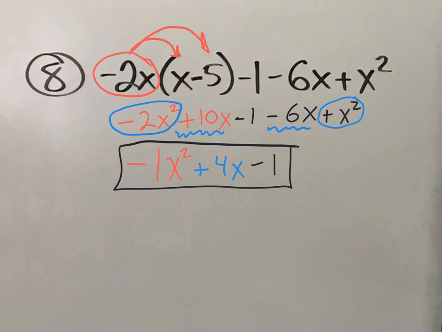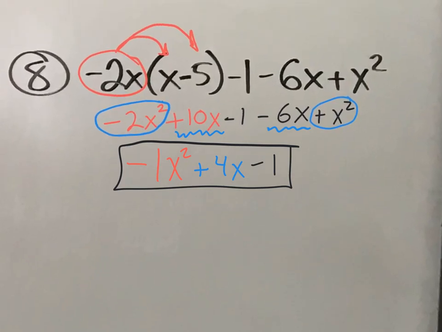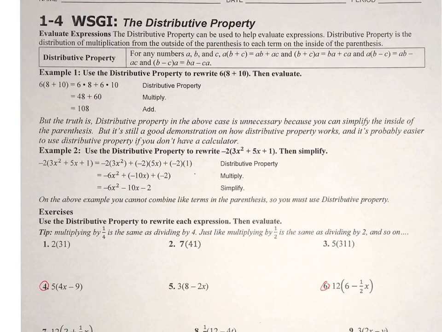So we've covered pretty much everything that's going to be on the quiz except for that other extra worksheet that I just gave you, the WSGI 1.4 reviewing for distributive property and combining like terms. Okay, so we're actually going to have to make a separate video for this worksheet because I ran out of time.